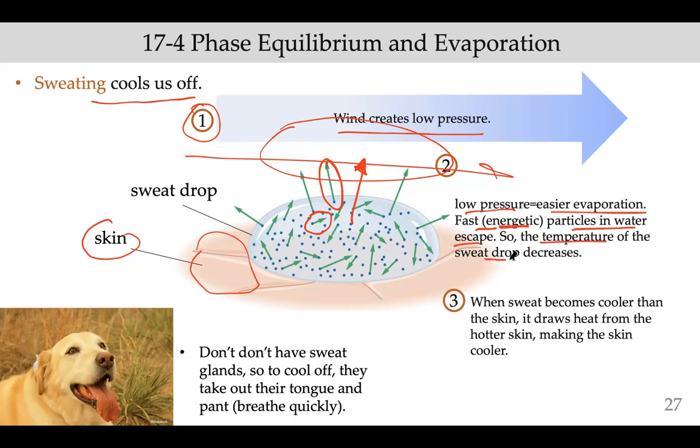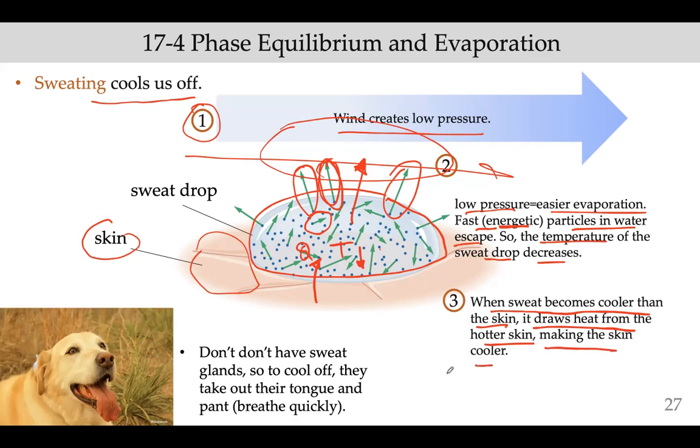So the temperature of the sweat drop decreases. This has a certain temperature because of the kinetic energy of the particles. But if you lose the high speed, high kinetic energy particles, the energy goes down, so the temperature goes down. Now, next, when sweat becomes cooler than the skin, initially they were at the same temperature, now sweat has less temperature, it draws heat from the hotter skin. So some heat will be drawn from the skin, and that will make the skin cooler.